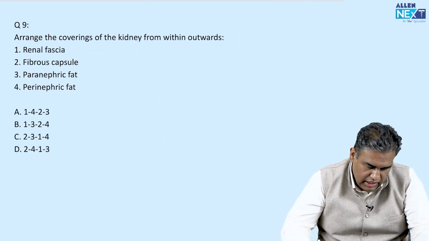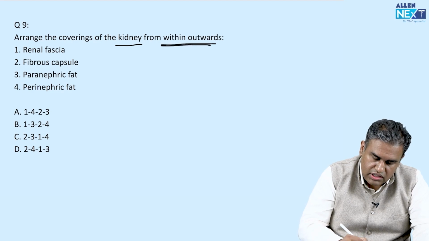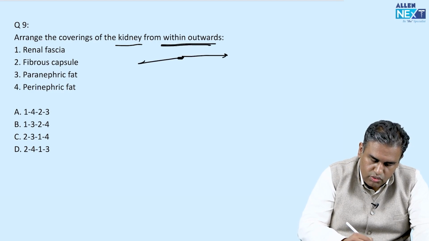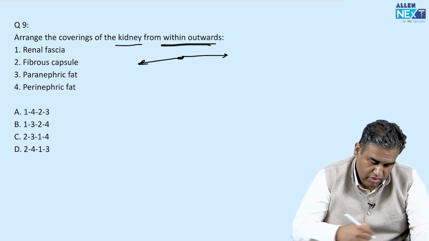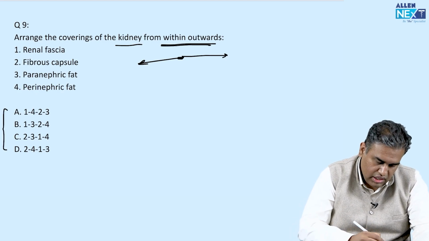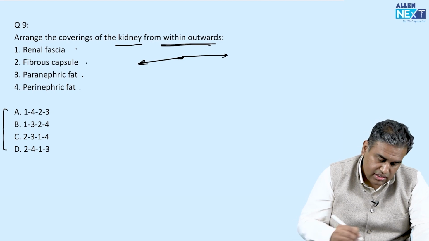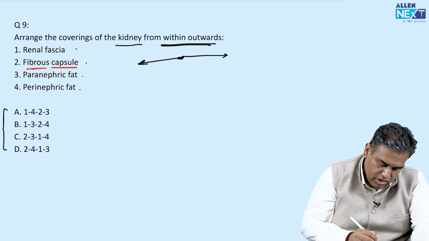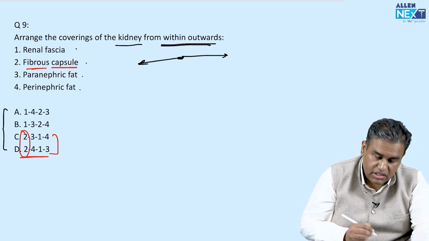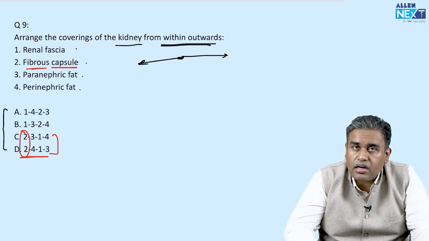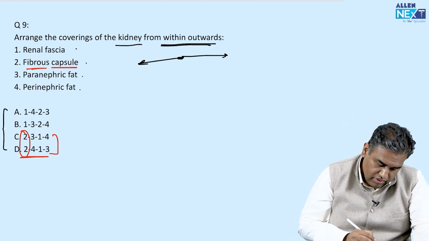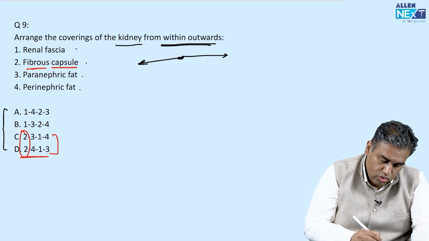Let's see more. Arrange the coverings of the kidney from within outwards, from inside to outside. What are the coverings of the kidney? Four options are given in sequential form: renal fascia, capsule, then perinephric fat. Remember, first of all there has to be a capsule, the fibrous capsule. So option number 2 should be first over here. So we have these 2 options to fight for. That's common sense and smart work. So you only have to see 2, 3, 1, 4 or 2, 4, 1, 3. Then 2 is the first one.